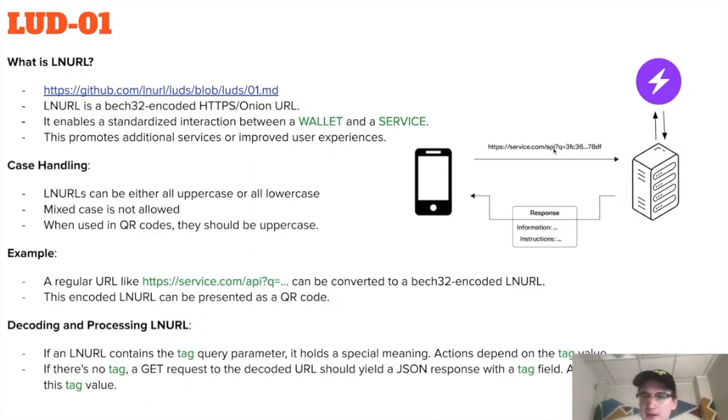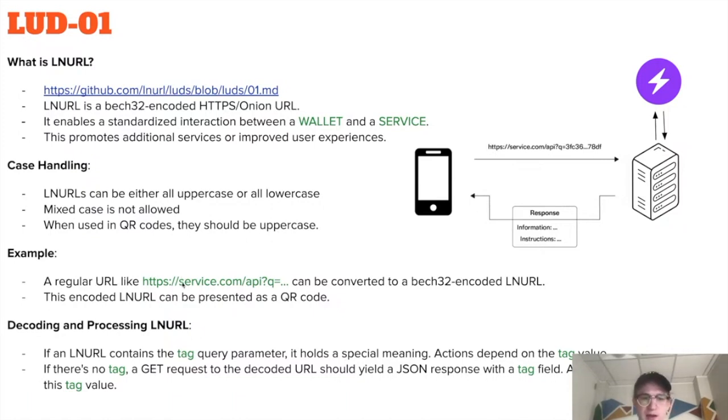Okay, and it is a URL. It's formatted as bech32. So that's what we know so far. So, case handling: LNURLs can either be all uppercase or all lowercase. That's fine, not a big deal. Mixed cases are not allowed. When used in QR codes, they should be uppercase though. So it's good to know. I think our code is just going to default it to uppercase.